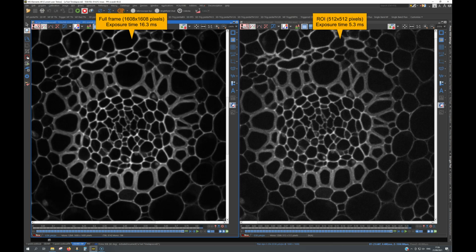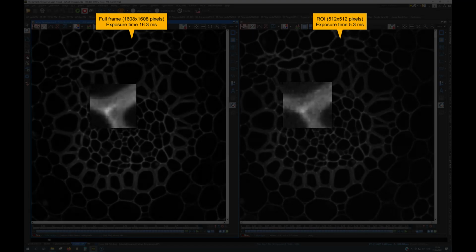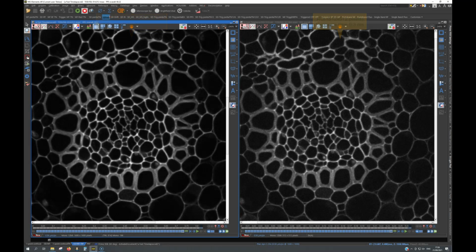We can see that the right-hand image is a bit more grainy than the left, showing that the signal-to-noise ratio is lesser than in the left image. This can be seen in even more detail if we zoom in on a structure. When we used the region of interest, we gained acquisition speed, but we lost quality because we collected less light.